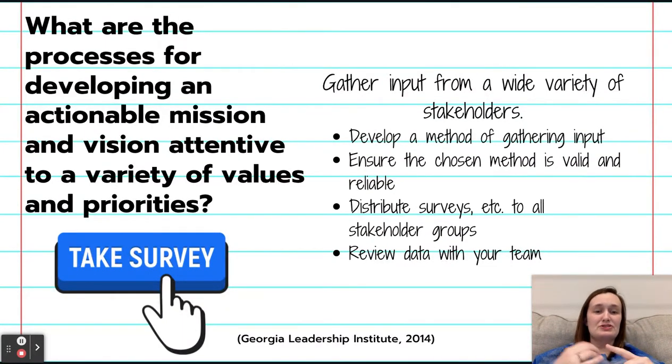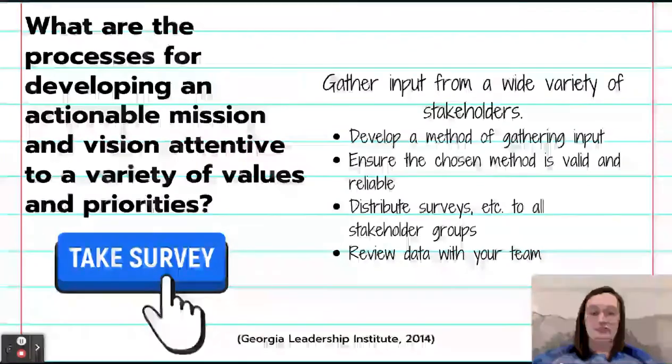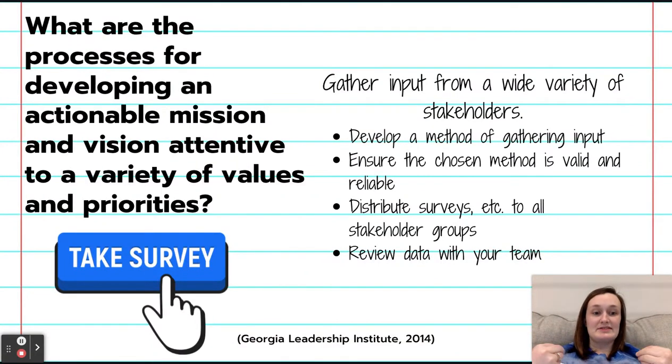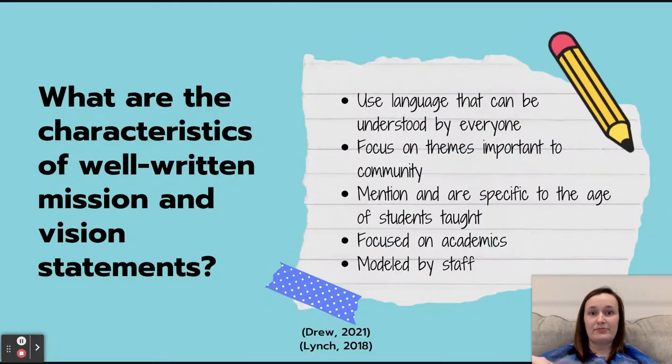And you need to ensure that the chosen method is valid and reliable, that the data can't be skewed in any possible way. I live in a really high poverty area, so maybe the internet is not exactly the best way to get survey results. Or maybe we can use the internet, but we also need to have some sort of backup plan. And we need to distribute the surveys to all groups, obviously. And then once you get all this data back after a certain amount of time, you need to review it with your team that you have developed to create these mission and vision statements.